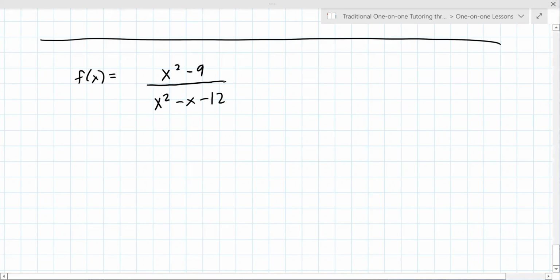Okay. All right. I want you to come up with the domain, if you can, holes and the vertical asymptotes on this one. And the hint here is that you need to factor both the numerator and the denominator. I'll give you 2 or 3 minutes here, and I'll check back with you.